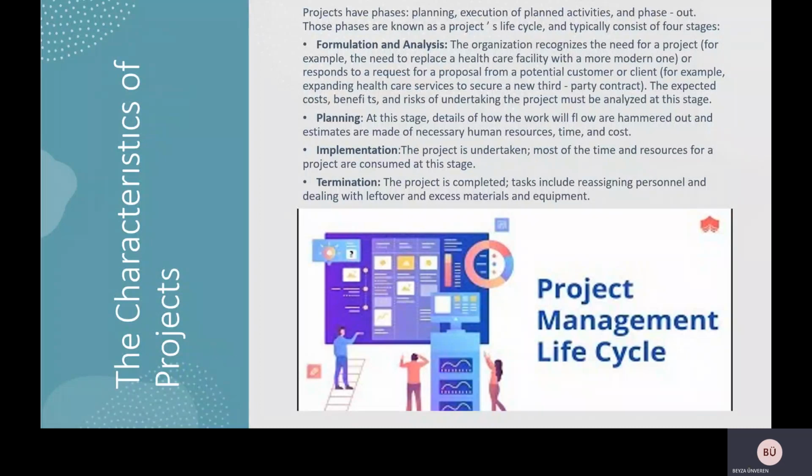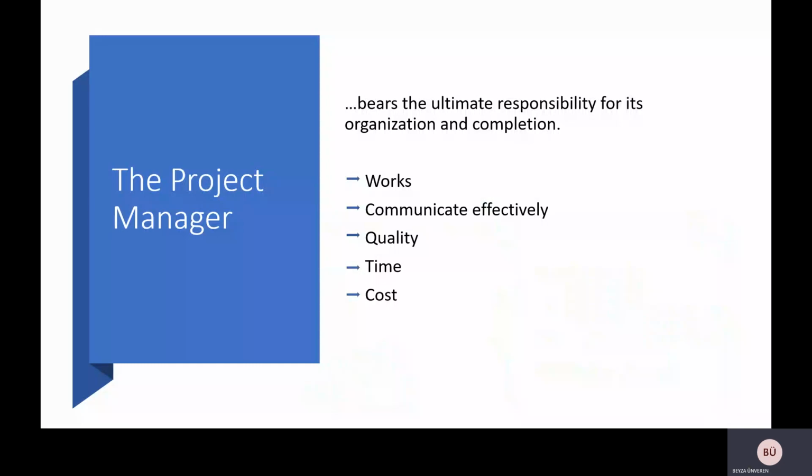Project manager. The central figure in a project is the project manager, who bears the ultimate responsibility for its organization and completion. A project manager must be able to communicate effectively among project team members and coordinate their activities to accomplish the objectives. Once the project is underway, the project manager oversees a range of support activities. Both time constraints and costs must be managed so that the project is completed within the projected time frame and budget.